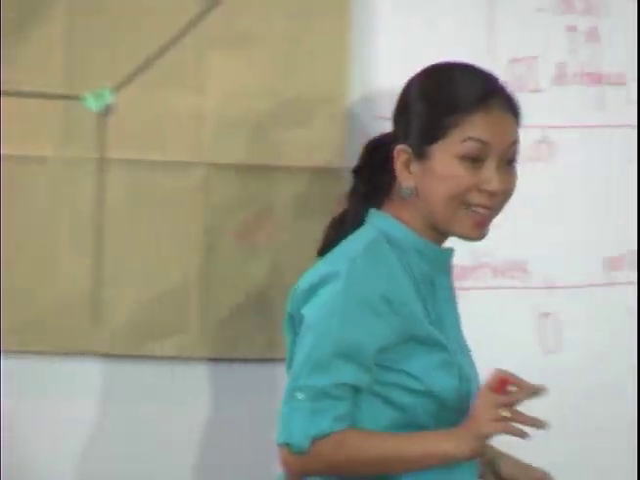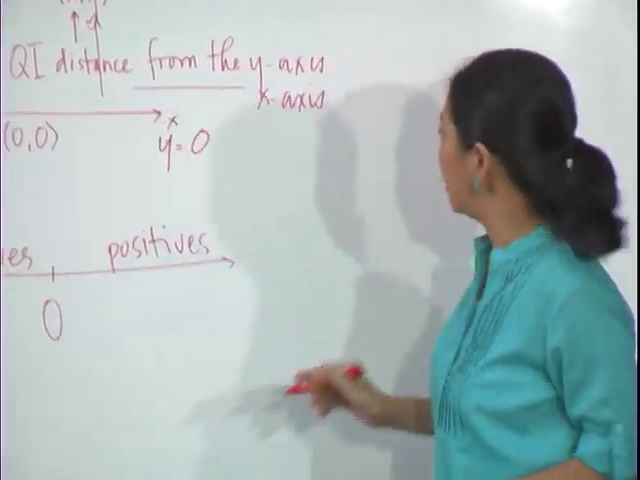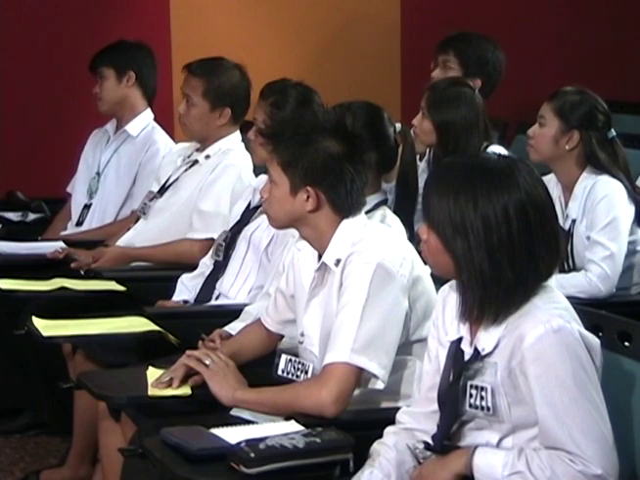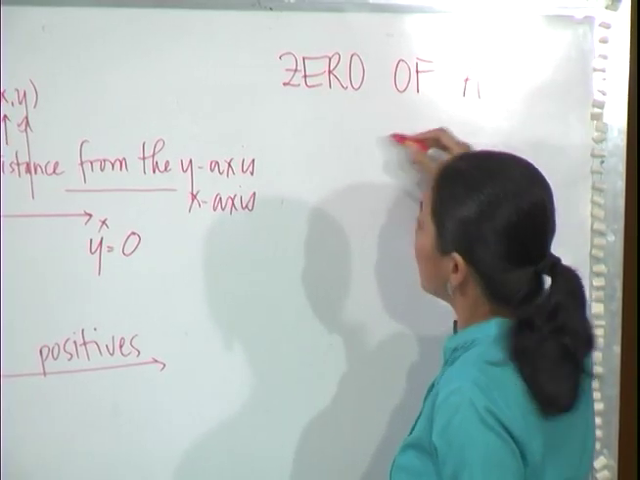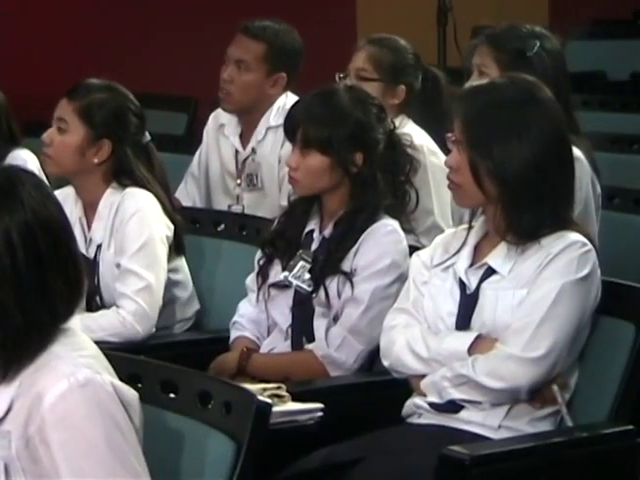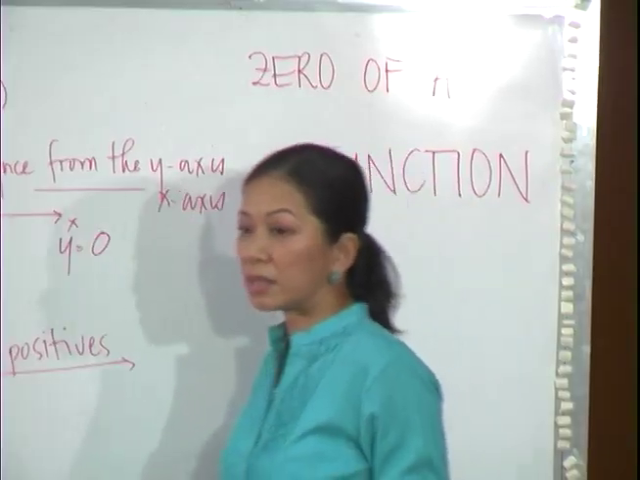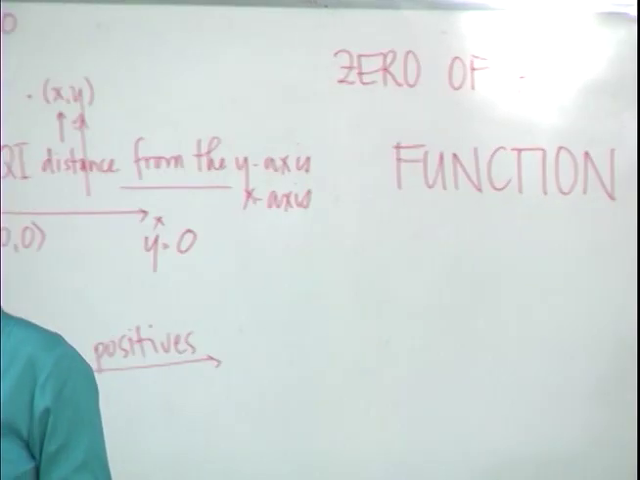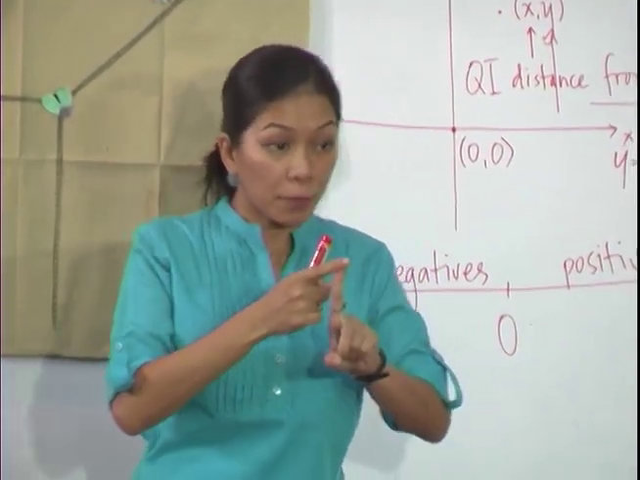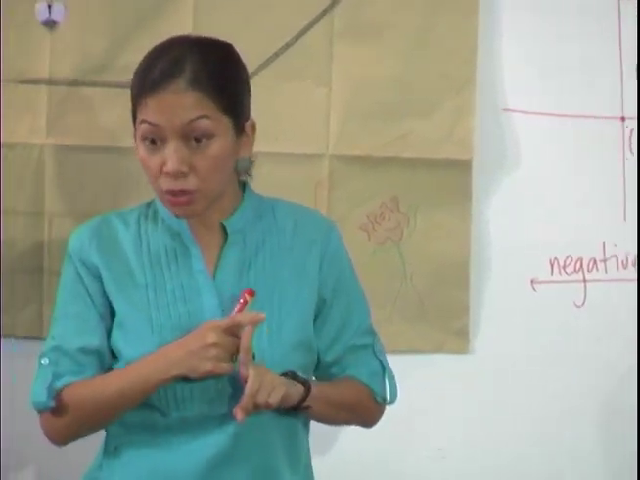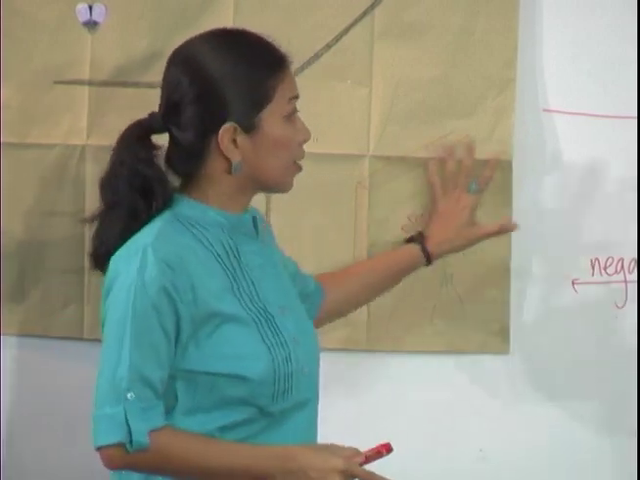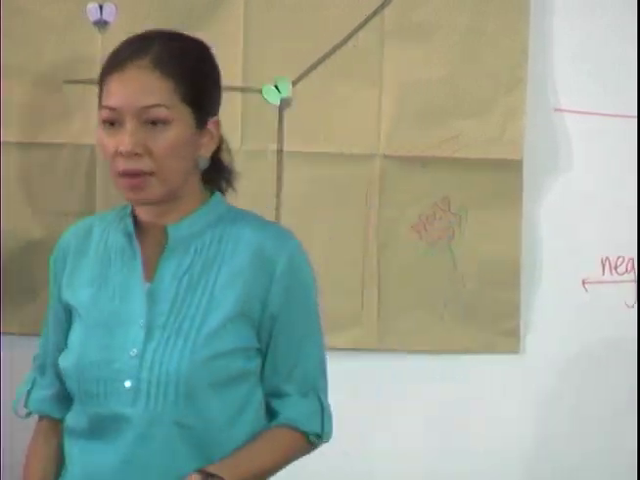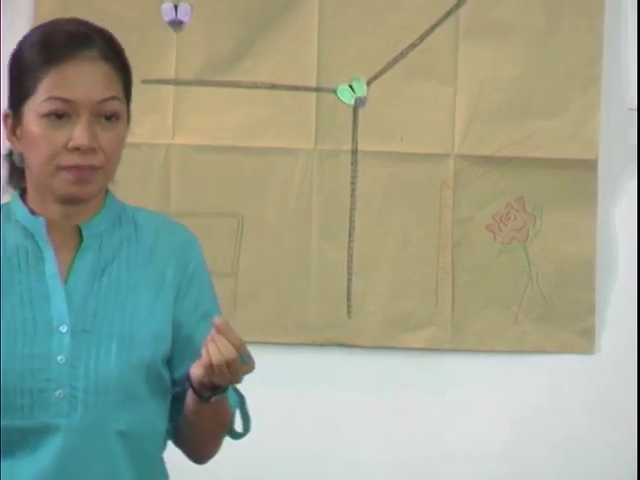I'm sure you remember another phrase using zero. The zero of a function. When we say the zero of a function, you are usually asked to do two things. Number one, you're asked to solve, so you do things computationally. But with the creation of the coordinate system, you can visualize.